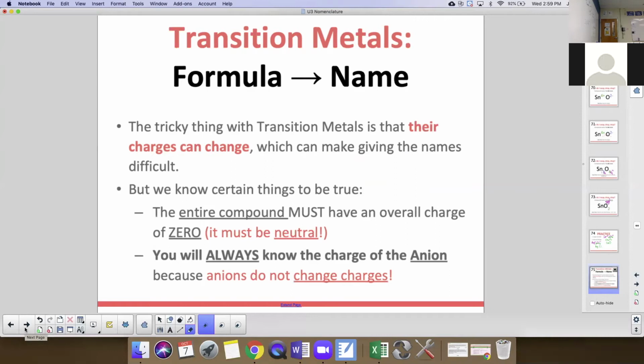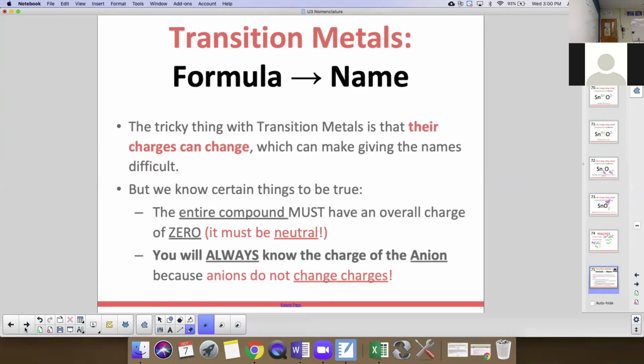All right, so name the formula is pretty easy, right? Same exact thing we've been doing for 2 days. So now we're going to go formula to name. It's also easy, but we got to add a little bit of math in there. Because do we know which transition metal we're dealing with? Do I know the charge of it? No, but can I calculate it, do you think?